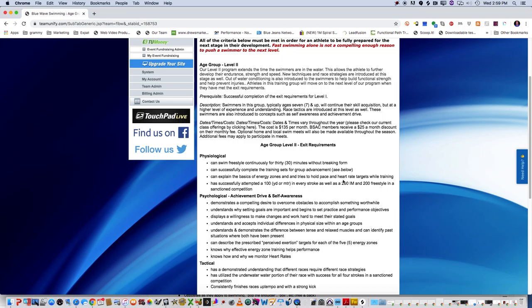So they're starting to get some sort of awareness of their body and listening to that feedback that the body gives them. They can describe the prescribed perceived exertion targets for each one of the 5 energy zones. Okay, so we have zone 1, which is broken down into 1B and 1A. Zone 2, which is by itself, and then 3, 4, and 5 also have an A and a B.